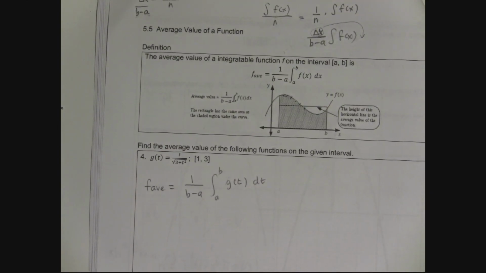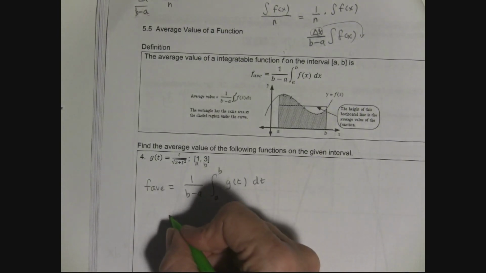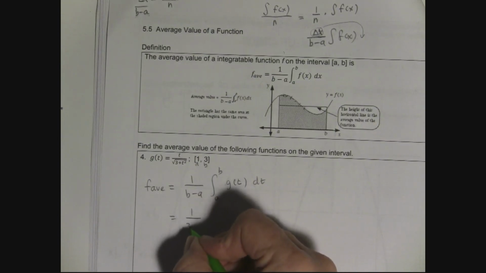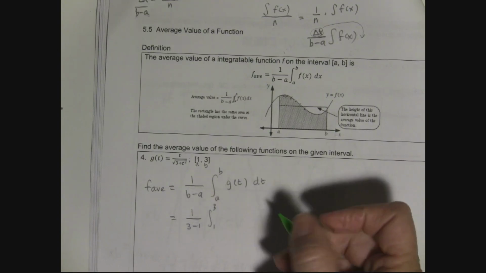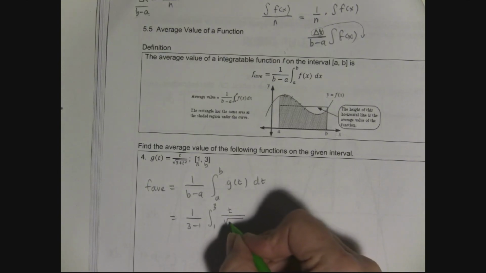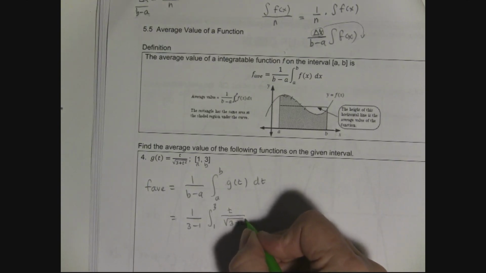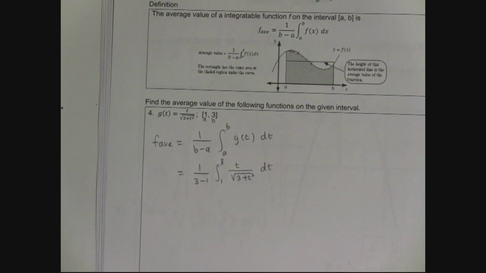And then my a is 1 and my b is 3. So this is 1 over 3 minus 1, the integral from 1 to 3 of t over the square root of 3 plus t squared dt. And then I just have to integrate that. That's 1/2 out in front.